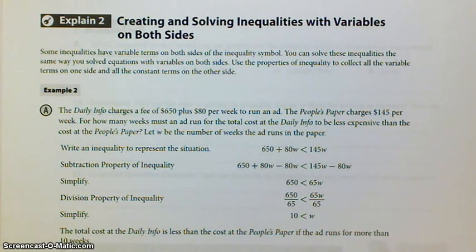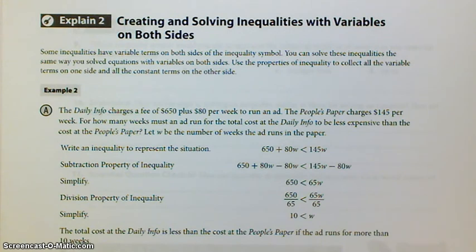So let's look at this first example. It says the Daily Info, which is a newspaper apparently, charges a fee of $650 plus $80 per week to run an ad. The People's Paper charges $145 per week. For how many weeks must an ad run for the total cost at the Daily Info to be less expensive than the cost at the People's Paper? Let W be the number of weeks that the ad runs in the paper.